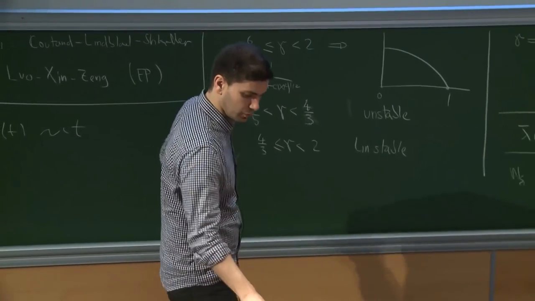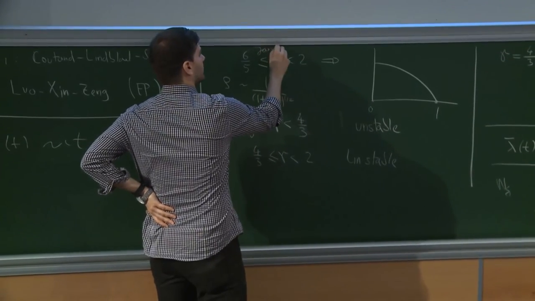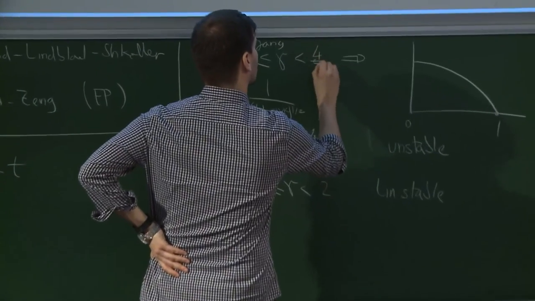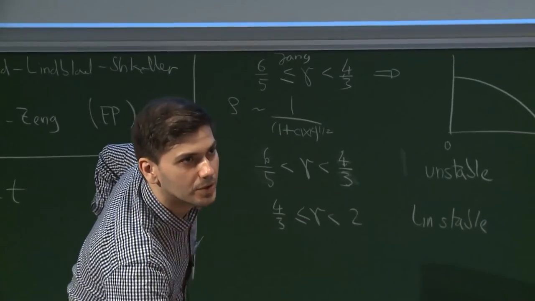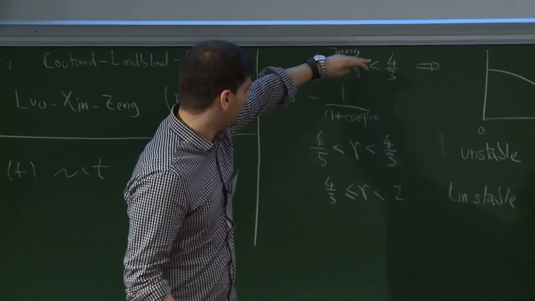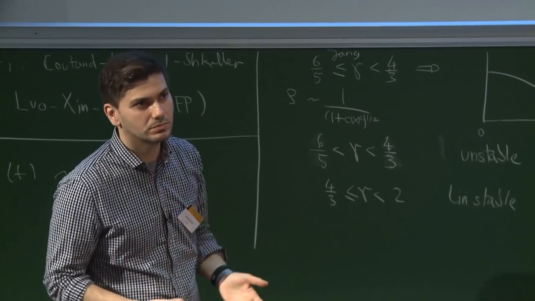This result is also due to Jang. This equality case, all of this is due to Jang. In this range, I have to be careful. This is the instability range. What this result shows, in a way, is that the 4/3 case, which is linearly stable, is in fact widely unstable.